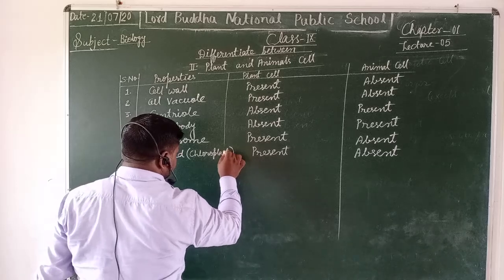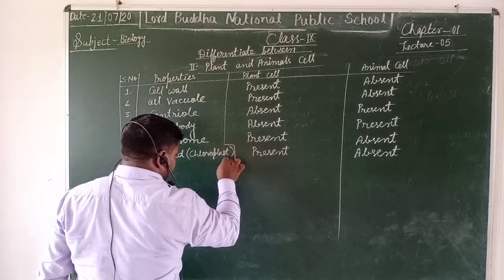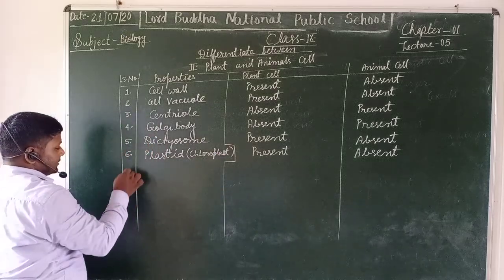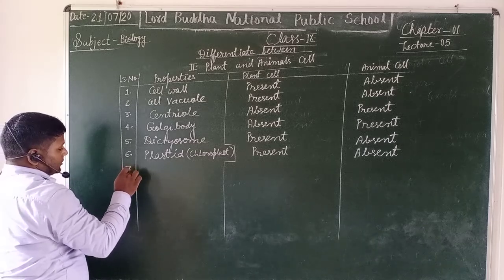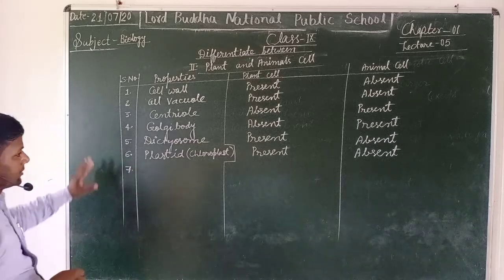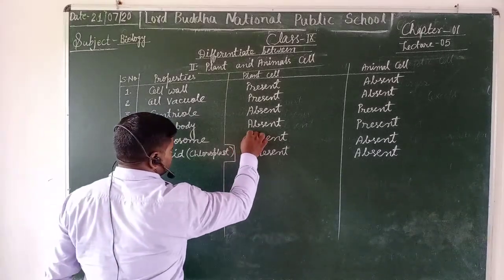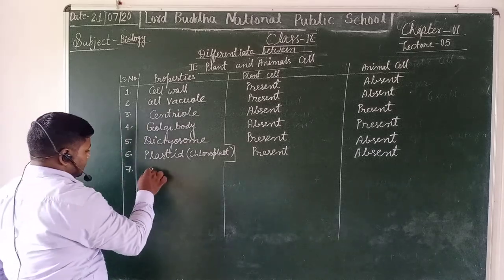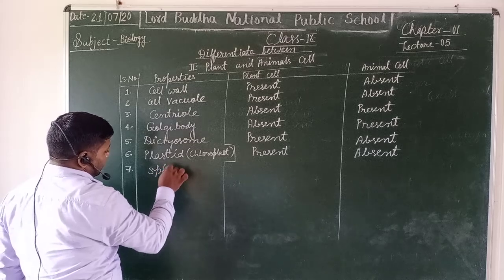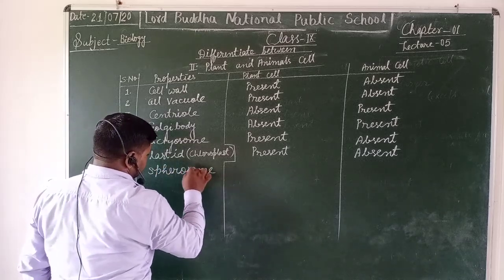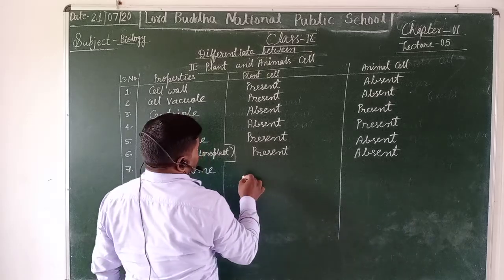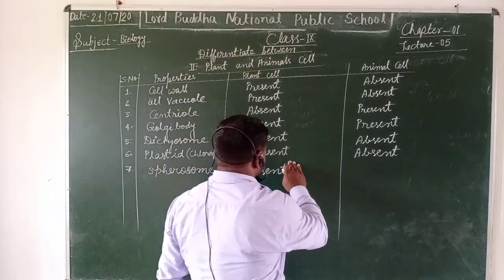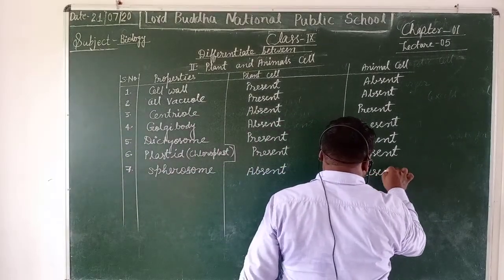Students, 5 points in differentiating charts are usually perfect for your syllabus. But we also mention some more, because if 1 point can be struck off, then you have to know other points to regain the marks. The next most peculiar property is spherosome, absent in plant cell but present in animal cell.